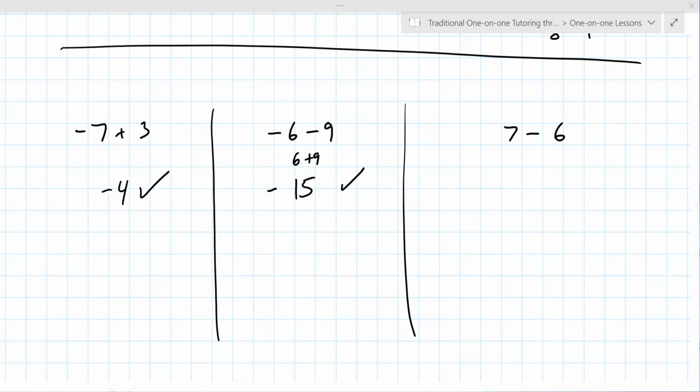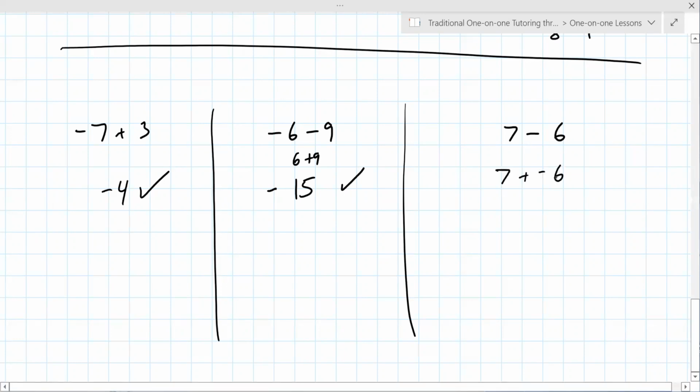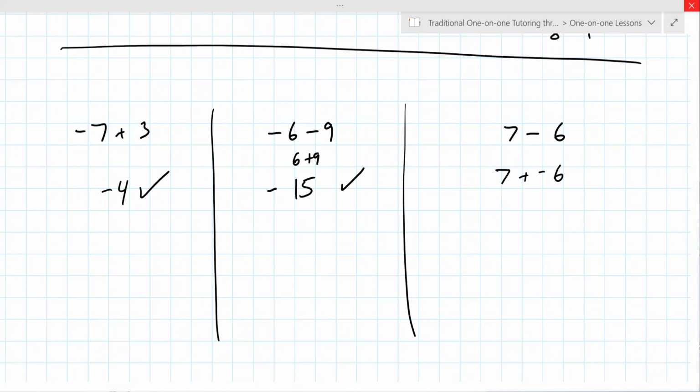What's the last one? Would it just be like 7 -6? Yeah. You could think of it as 7 plus -6. That would also be correct. Would it be 1? Yes.